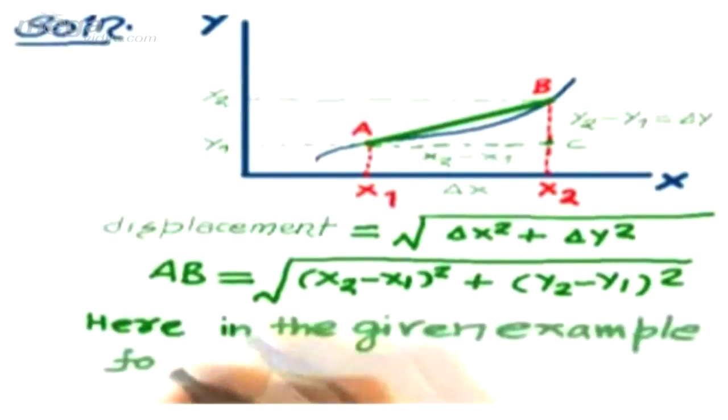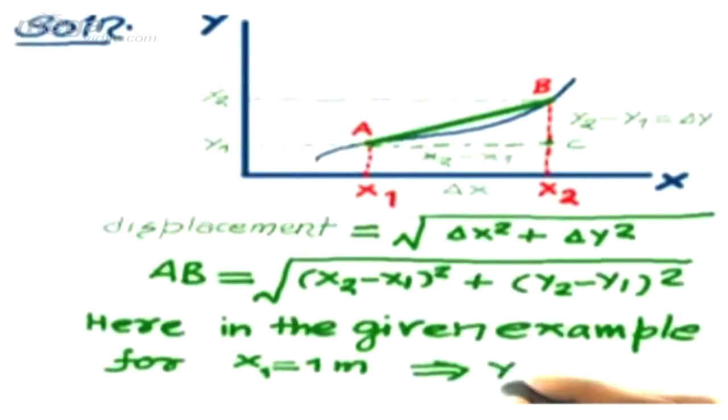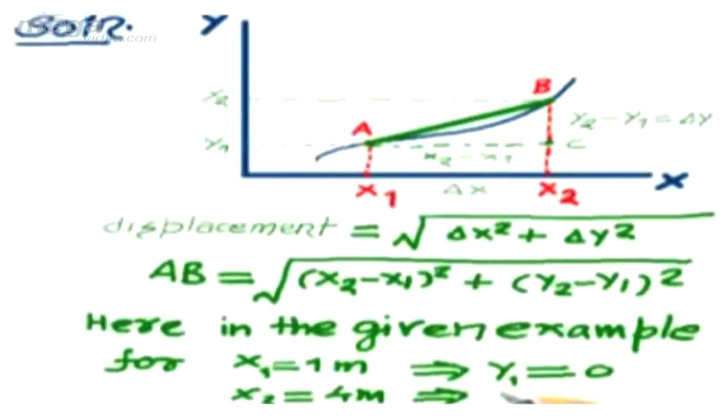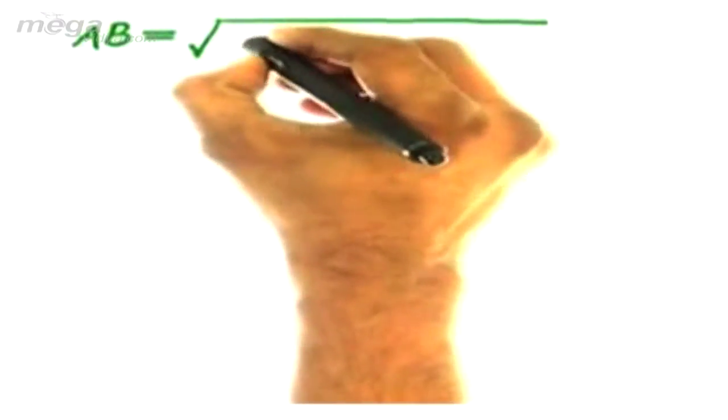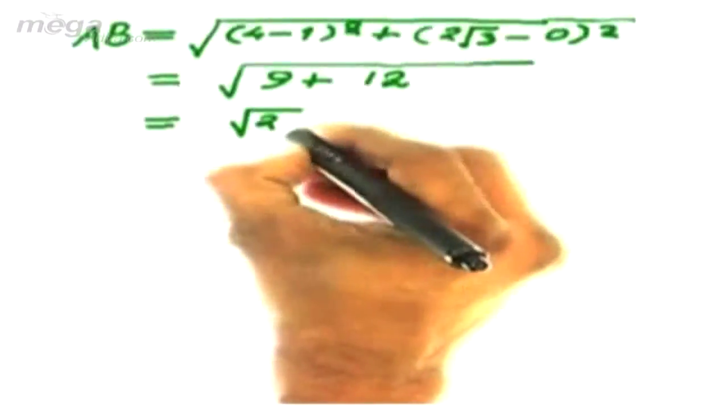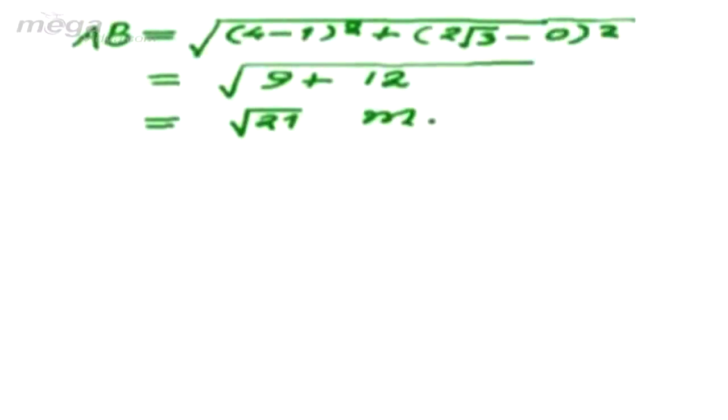Here in the given example, for x1 equal to 1 meter, we get y1 equal to 0, and for x equal to 4 meter, we get y2 equal to twice root 3. So by putting these values into the relation AB equal to under root of (x2 minus x1) square plus (y2 minus y1) square, as x2 is 4, x1 is 1, squared, plus y2 is 2 times root 3 minus y1 is 0, squared, it becomes under root of 9 plus 12, or it is equal to under root of 21 meters. It is the displacement.